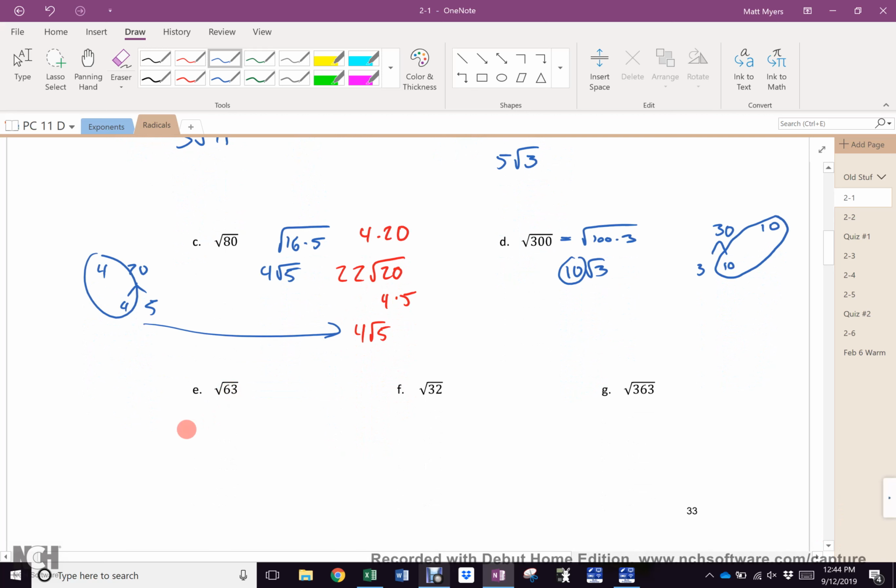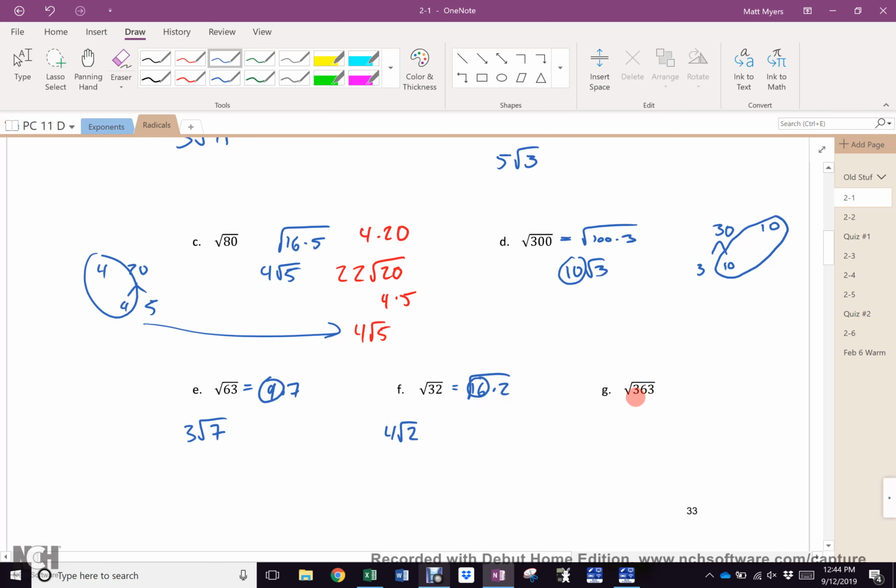3 root 7. Why, Ashton? Because it's 9 times 7, and there's a perfect square. What's this one going to be? 4 root 2. Why? Because 16 times 2. There's my perfect square.